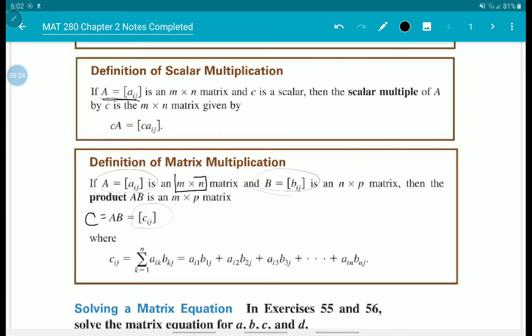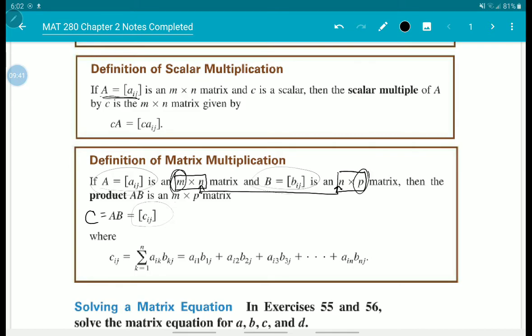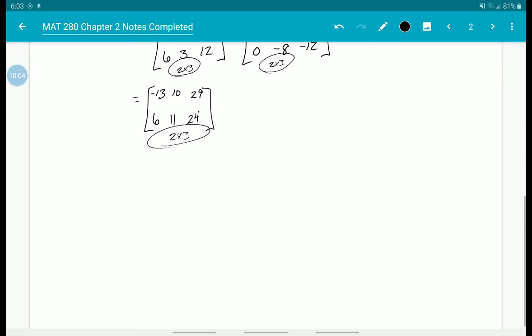If A is an M by N matrix and B is an N by P matrix, notice that the number of columns in the first matrix is the same as the number of rows in the second matrix. Then you're going to end up with a matrix that is M by P in size. So this matrix size could change depending on how big your A and your B matrices are. And it's also possible that matrix multiplication won't even be defined. So what happens is we move across rows and down columns.